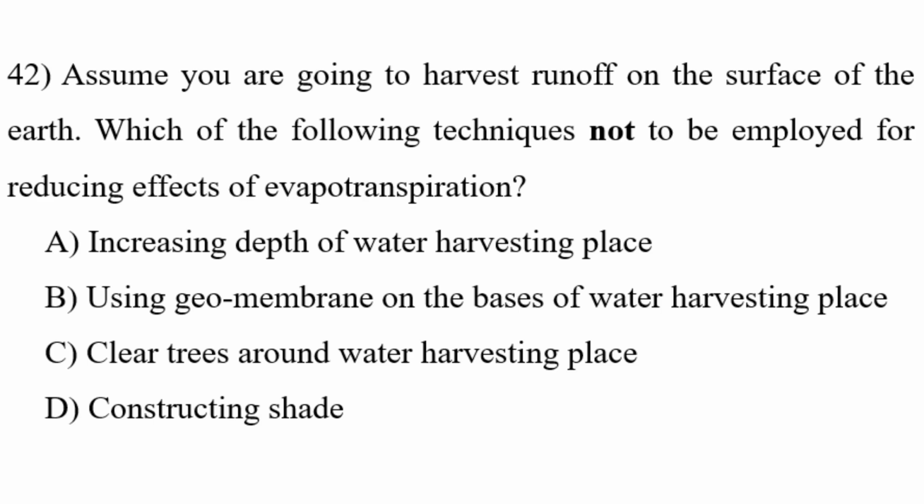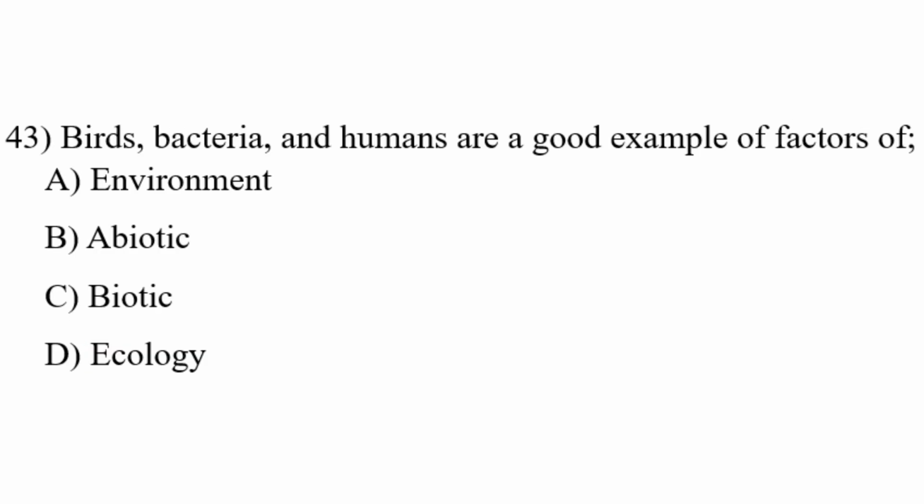A. Increasing depth of water harvesting place. B. Using geomembrane on the bases of water harvesting place. C. Clear trees around water harvesting place. D. Constructing shade. Answer: C. Clear trees around water harvesting place.